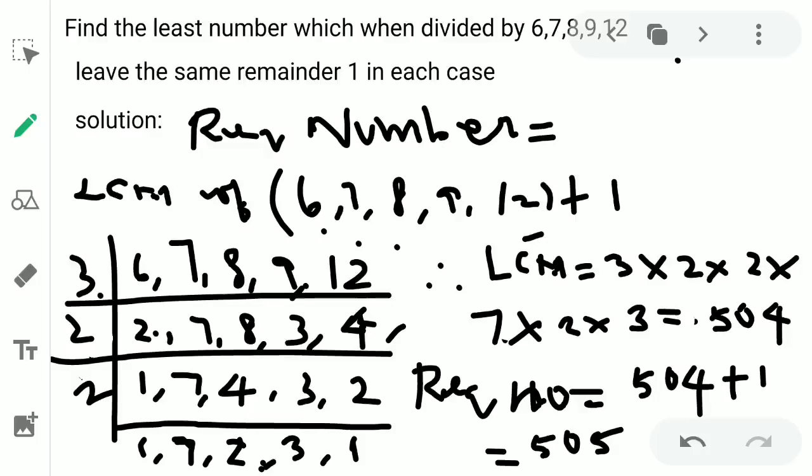When I take LCM for this, I have to multiply 3 into 2 into 2, which I have taken, and last, 7 1s are 7, 2 1s are 2, 3 1s are 3, you will get the same. So as it is, I am taking here 7, 2, 3. When I multiply this, I am getting the answer as 504. Plus 1 should be added since they have asked which leaves the remainder 1 in each case. So 504 plus 1 equals 505.